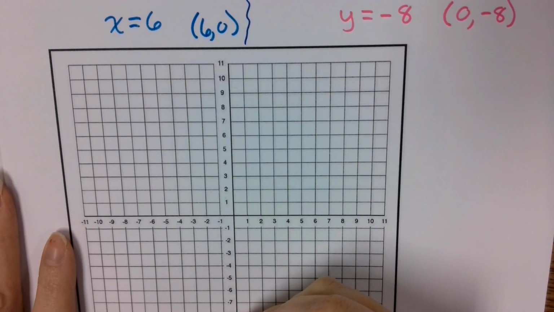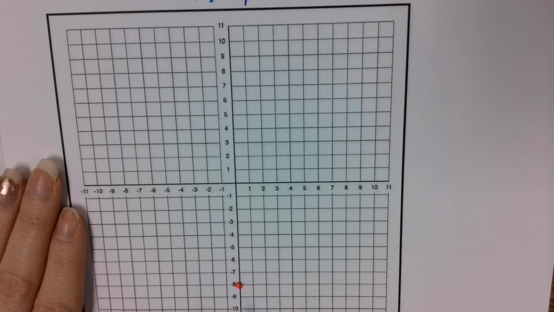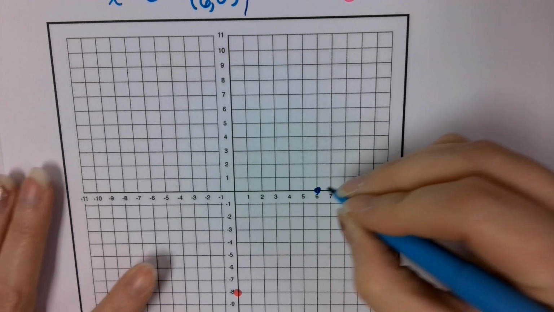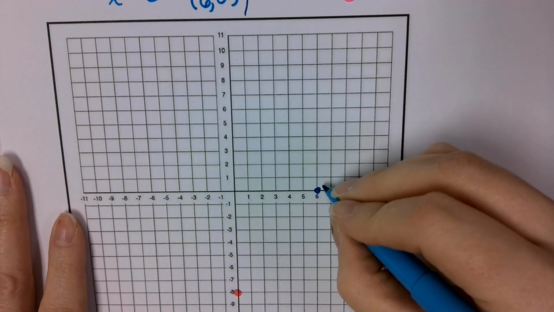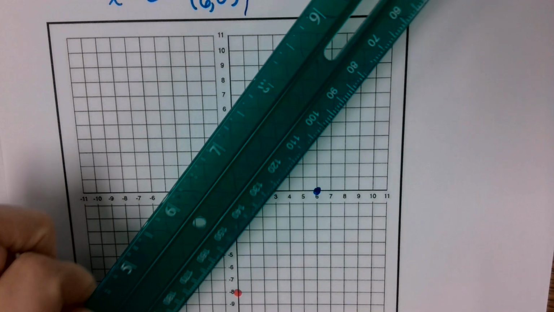Agreed or disagreed? Agreed? Okay. So our y-intercept is at negative 8. Our x-intercept is over here at positive 6. And then we can connect.